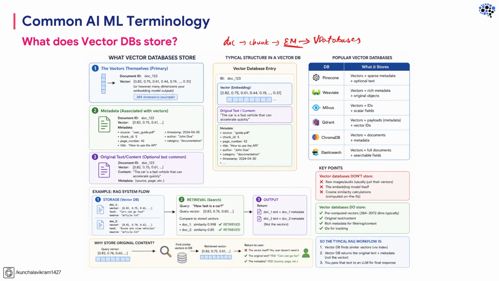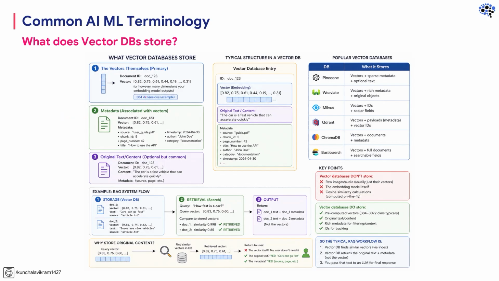Is it only the embeddings? No. The vector database stores a lot of things. First, the vectors themselves. For every chunk you get a vector, so all these vectors are stored. And also we store the metadata. So what is metadata? It is data about data. It's a data identifier.